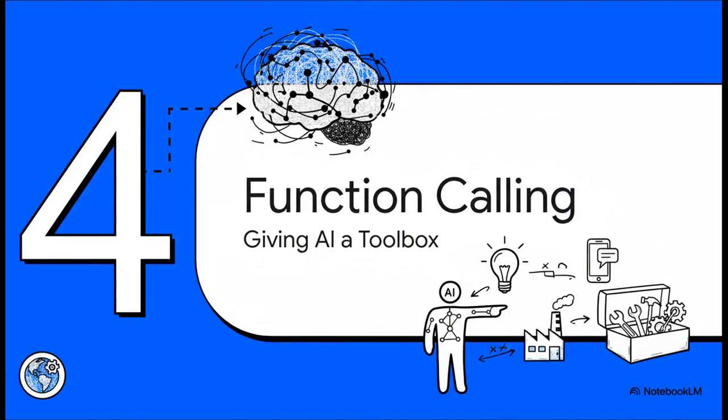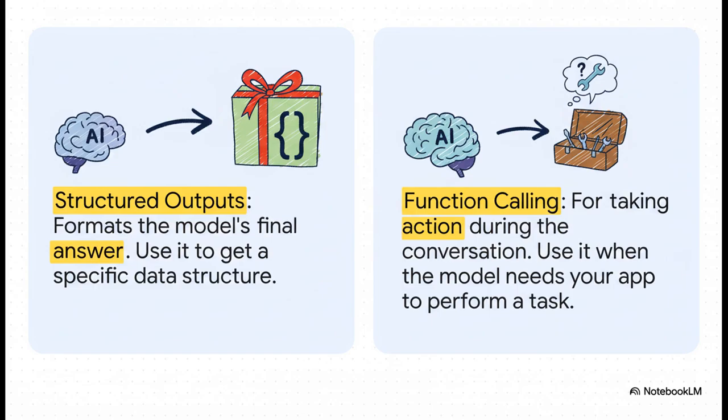Getting structured data is a game changer, for sure. But what if you want the AI to not just talk about things, but to actually do things, to interact with other systems? Well, that's where the next level of this stuff, function calling, comes in. This slide breaks down the difference perfectly. Structured output is all about the final answer you show to the user. It's about formatting. Function calling, though, is about what happens during the conversation. It's about giving the model a toolbox of functions like, say, get current weather or book a meeting that it can ask your app to run before it gives you that final answer.